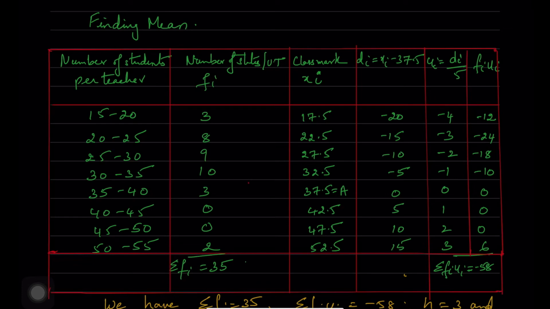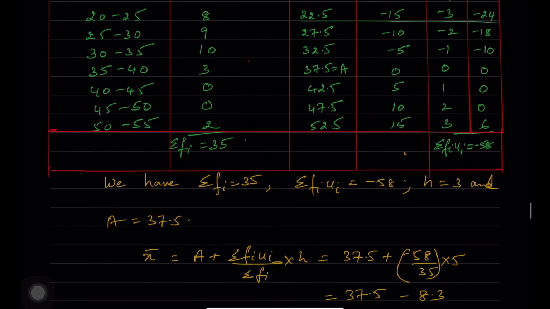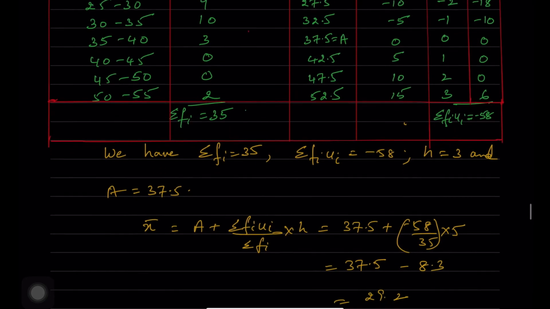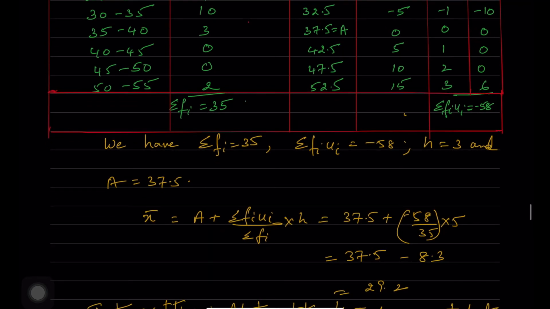Then Fi into Ui is equal to 3 into minus 4, minus 12, 8 into minus 3 is minus 24, 9 twos are 18. So in that way you are getting these values, and the value of sigma Fi Ui is minus 58 and sigma Fi is 35. We have here the assumed mean 37.5 and our class size h is equal to 5.